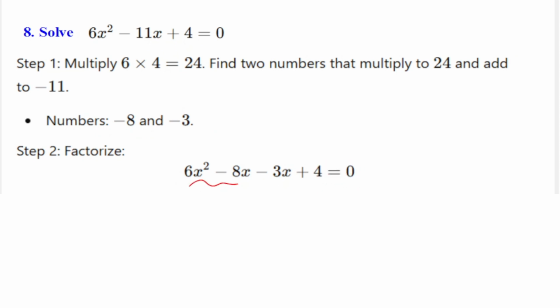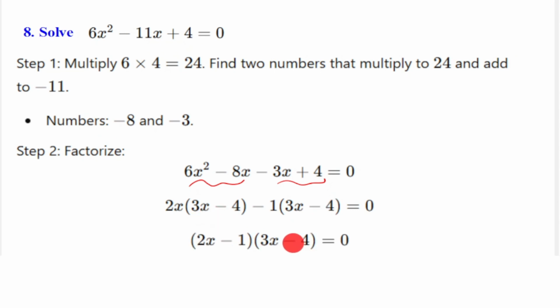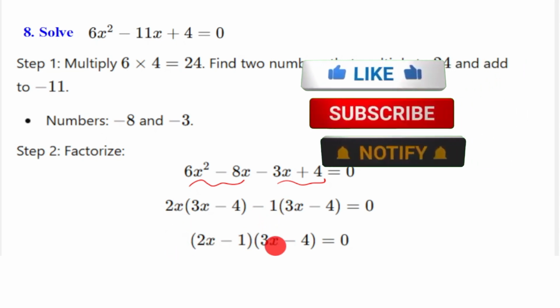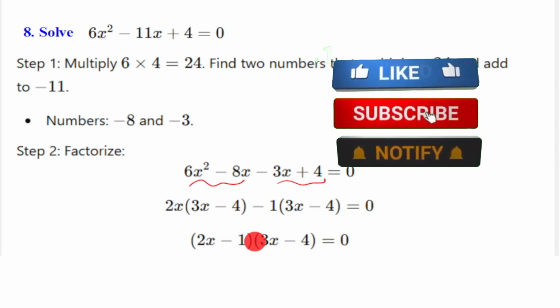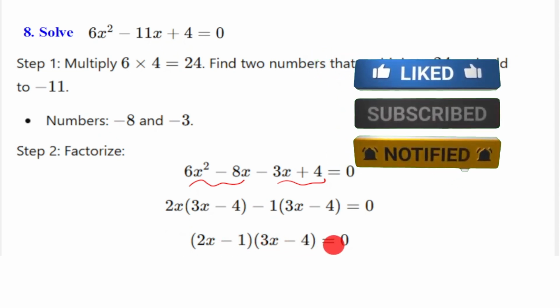Then group these terms and take out common factors. When we take the common factor for these two, we get 2x. What is left here? 3x. And what is left here? 4. The common factor for this one is minus 1, and what is left here? 3x, positive 3x. And what is left here? It becomes minus 4. And when we take out 3x minus 4 as a common factor, what is left here? 2x. And what is left here? Minus 1. So this becomes (2x minus 1) times (3x minus 4) is equal to 0.